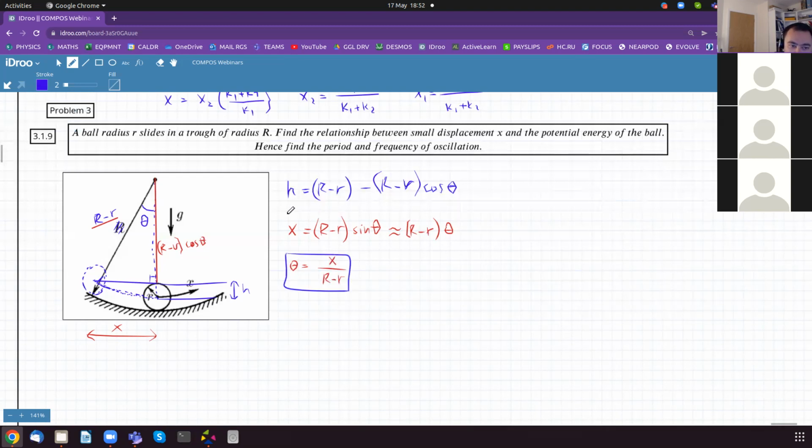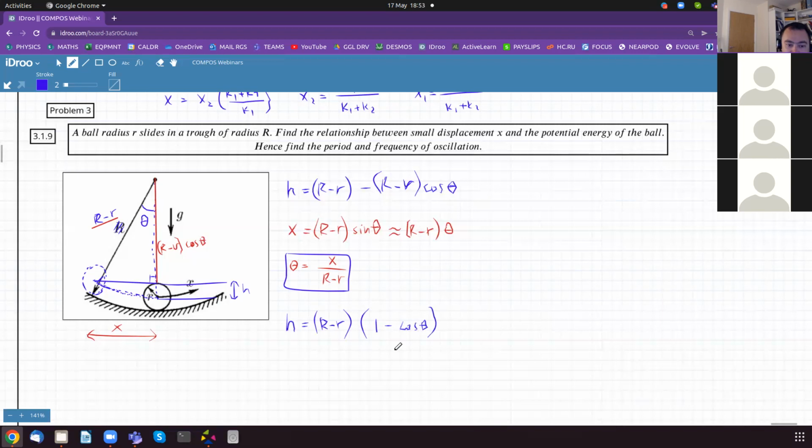Now, we want the gravitational potential energy. To do the gravitational potential energy, we of course need h. And to do h, we need theta. So h is equal to R minus R. I'll take this out of the brackets, and we're left with 1 minus cos theta.